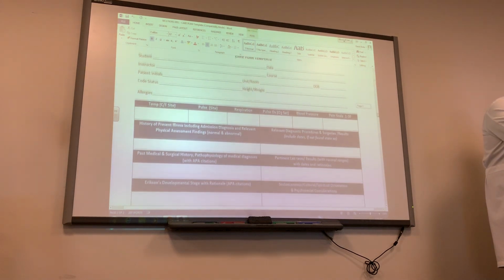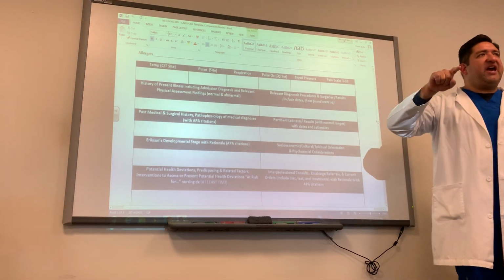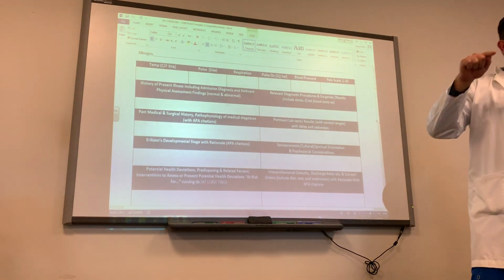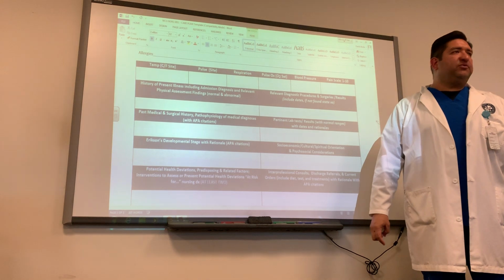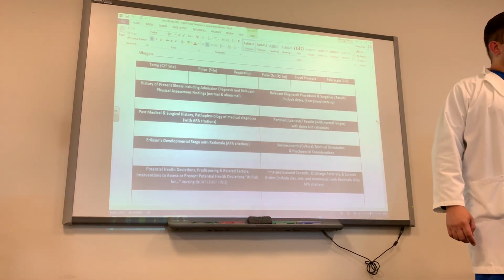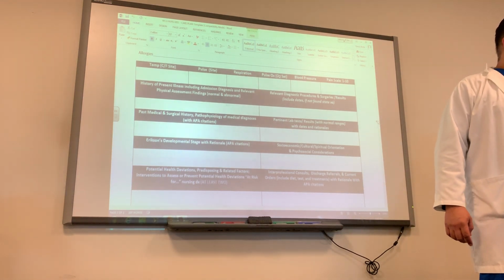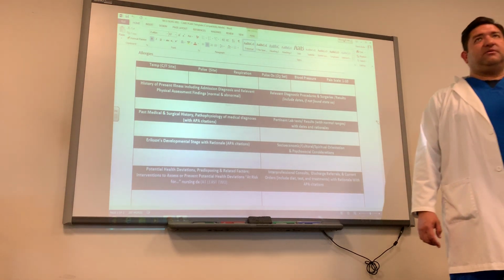And let me give you a little secret. Find the face sheet of the patient. Find the face sheet of the patient. Because when you find the face sheet of the patient, it's going to have a lot of this stuff on it. Okay? You won't have to search too far.